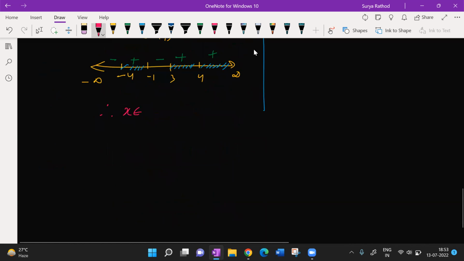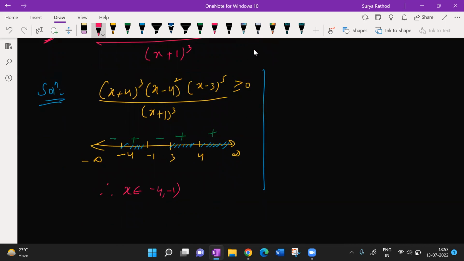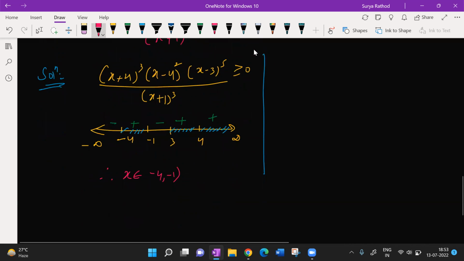So we need the positive region here. So minus, check. From -4 to -1, open bracket or close bracket? For -1 it has to be an open bracket, and for -4 it has to be a close bracket. Union, close bracket 3 to 4, close bracket. Union 4 to infinite.